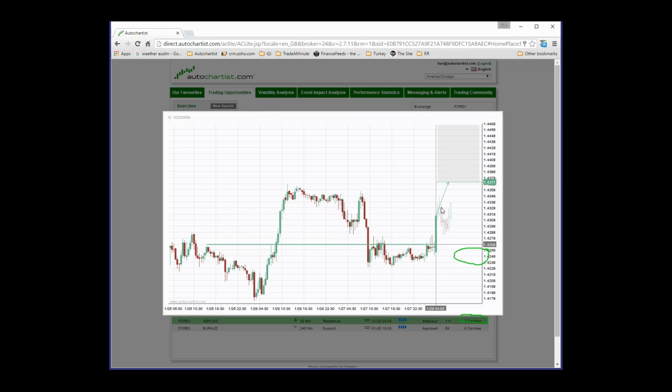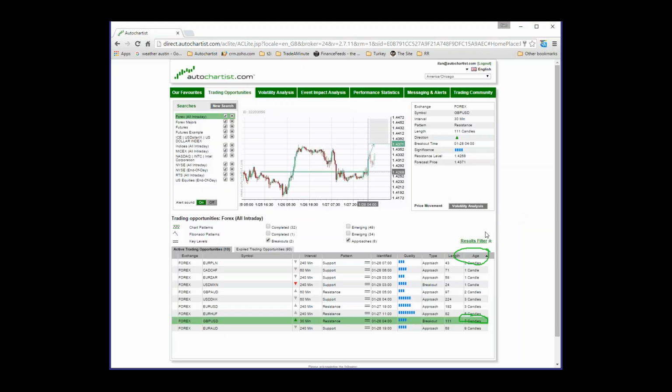Autochartist has actually drawn some transparent candles after its forecast of what's actually happened subsequent to the forecast, right? So we forecast the price up to 143.71, where the green candle is. It went up a little bit, corrected down a bit, and now recovered again. And it could possibly be moving upwards again towards 143.71. But certainly, this column is very important because it tells you how old this pattern actually is.